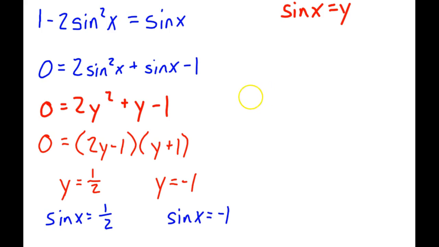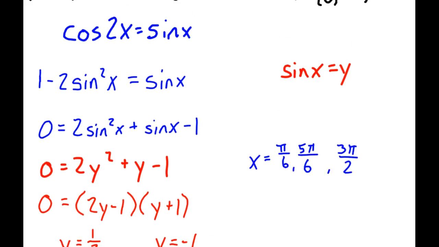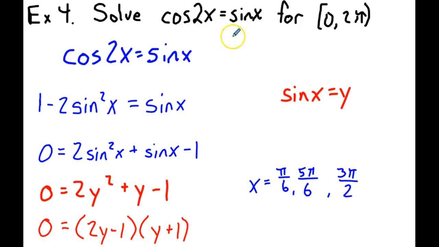Now we go and use our unit circle to come up with the x values that are going to make this statement true. So we're trying to find where our y values on the unit circle are equal to 1/2. That occurs at x values of pi over 6 and 5 pi over 6. And then we also want to determine using the unit circle where our y values are equal to negative 1, and that occurs at 3 pi over 2. So if we would plug pi over 6, 5 pi over 6, or 3 pi over 2 into our original equation that we started with, which was the cosine of 2x equal to the sine of x, that would give us a result that is true.